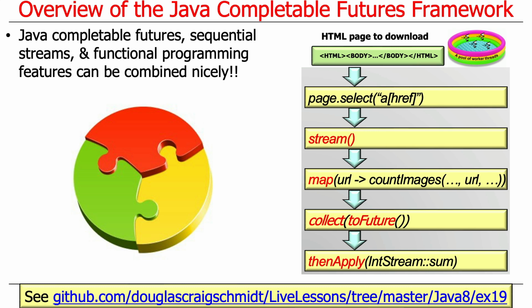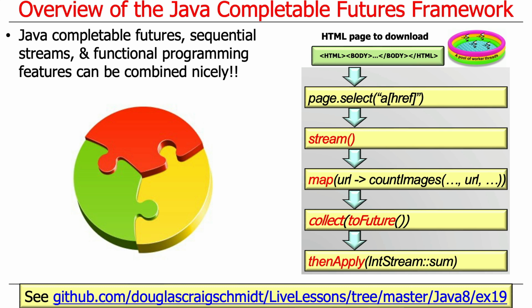Now, the other cool thing to remember, and we'll see some examples of this as we go through this portion of the course, is you can take completable futures, sequential streams, and functional programming features in modern Java and combine them together in very nice ways. This example here shows how to do this, and your programming assignment number 4 will give you a chance to do this as well. So you'll combine completable futures with Java sequential streams.